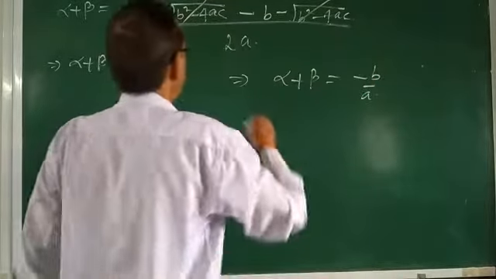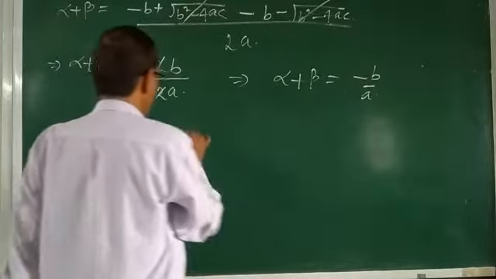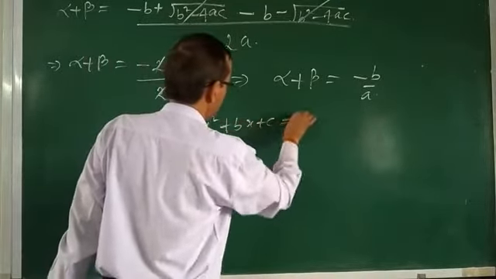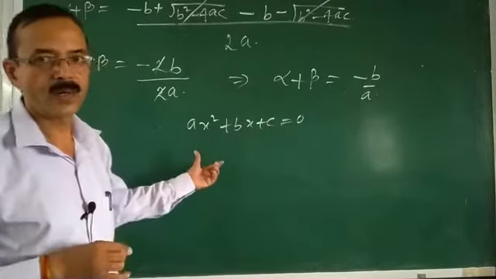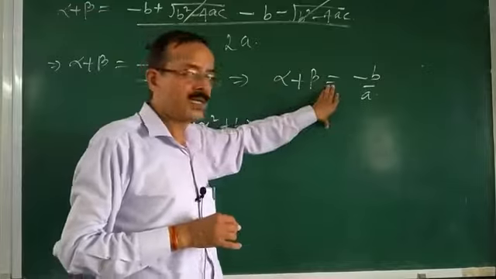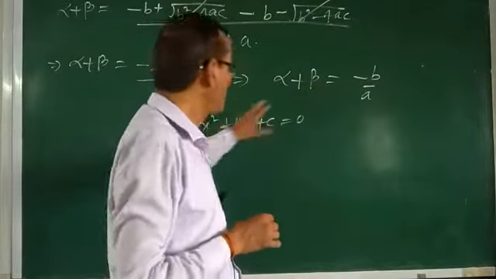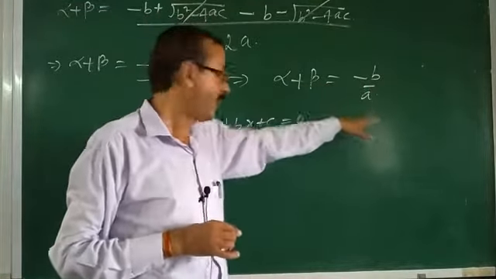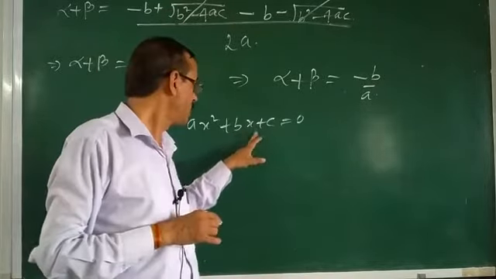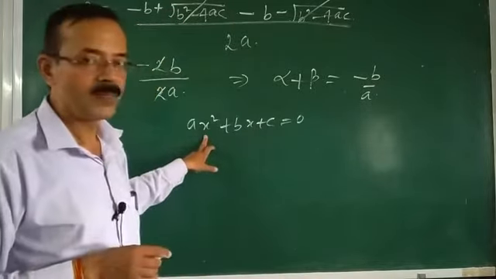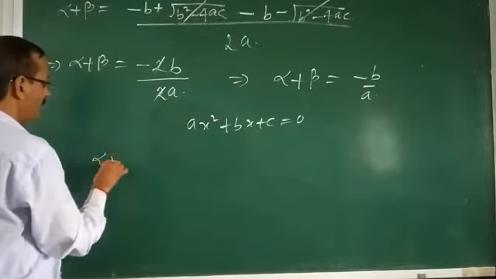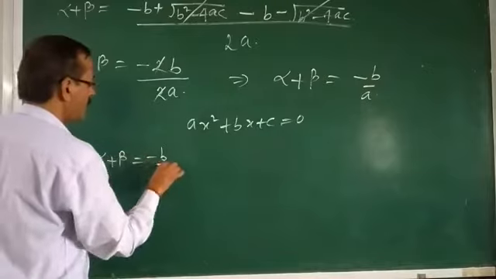Right? What was your quadratic equation? ax square plus bx plus c is equal to 0. This was the quadratic equation. Now what did we get here? Alpha plus beta, the sum of both roots of this, will be minus b upon a. Minus b means the coefficient of x, and a is the coefficient of x square. So we can write alpha plus beta equals minus b upon a.